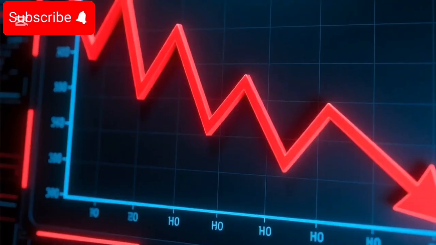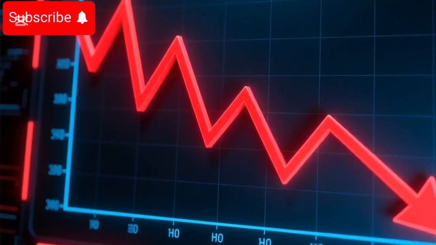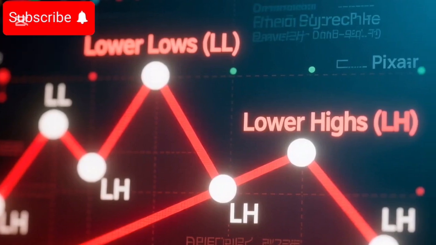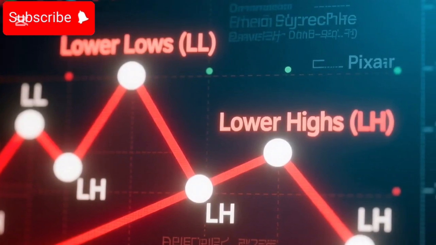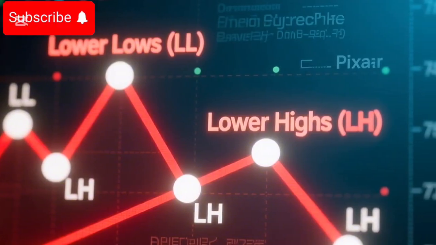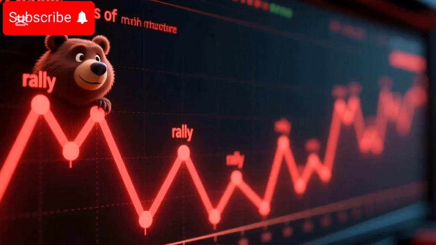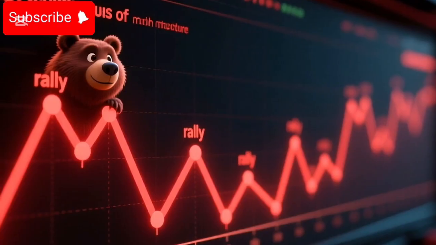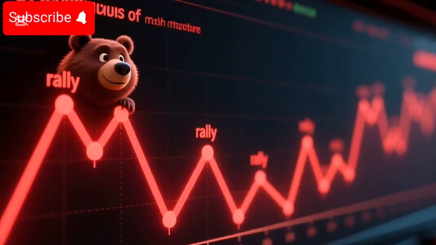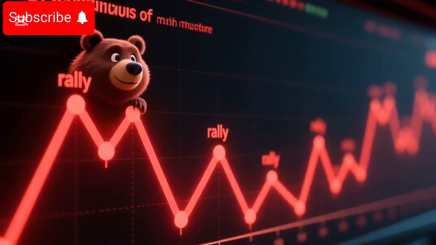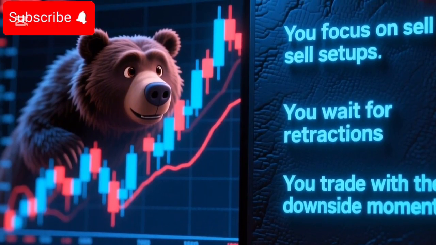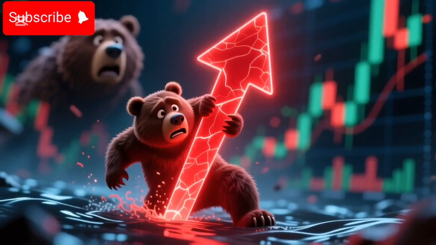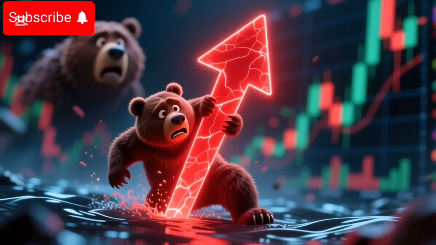2. Bearish market structure, downtrend. A bearish structure forms when price creates lower lows, LL, and lower highs, LH. This shows sellers dominate. Every rally gets rejected lower than the previous one, and price continues printing new lows. In a bearish market, you focus on sell setups. You wait for retracements. You trade with the downside momentum. Buying in a bearish structure is emotional trading.